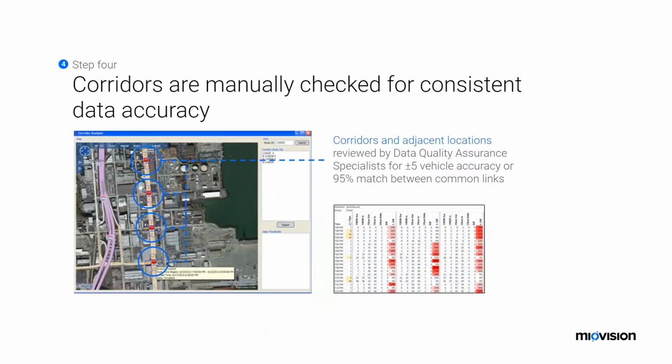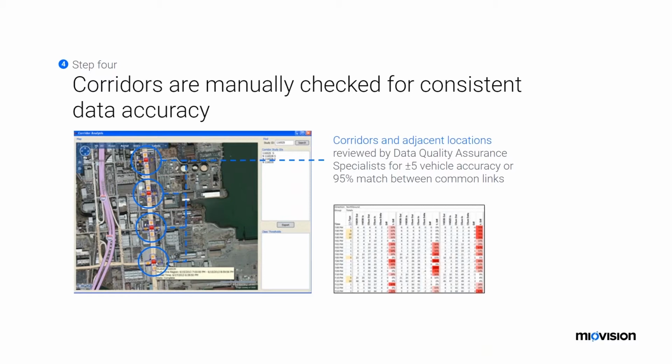Step 4, this is our corridor check. If two adjacent intersections are beside each other, we want to make sure that whatever vehicles are leaving one are showing up at the other. Quality assurance specialists are ensuring that if there's nothing in between the two intersections, the data needs to be within 5 vehicles or 95%. If there is a parking lot or another street in between the two intersections, we will still run a corridor check, and then based on what we can see on the map, we will make sure that we're making the right judgment so that we know that the data is within an acceptable variance.